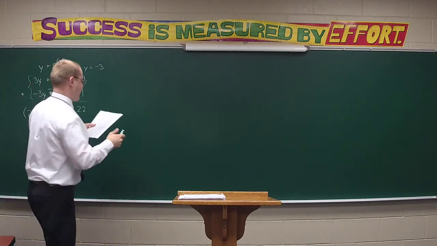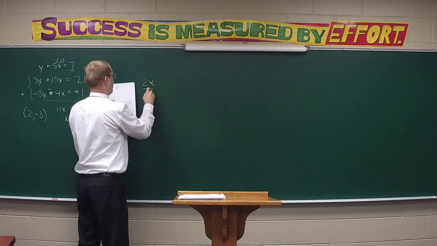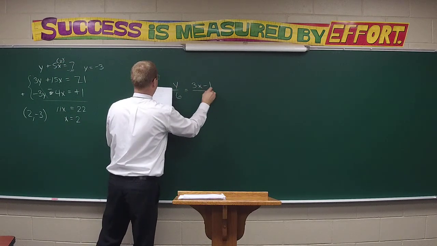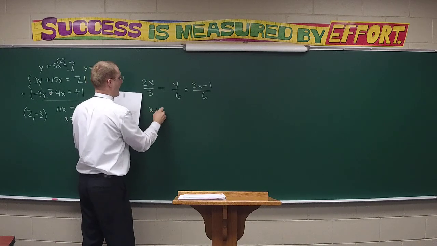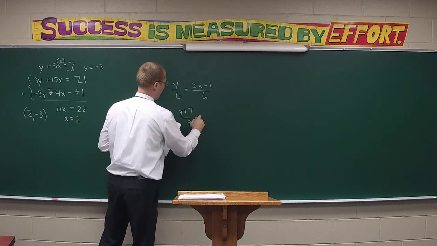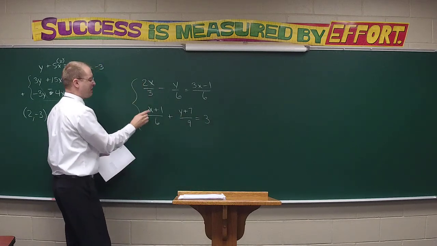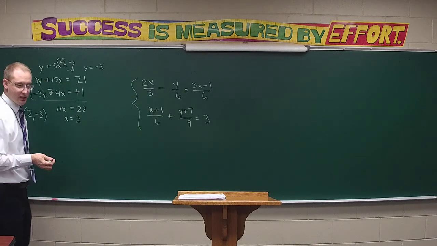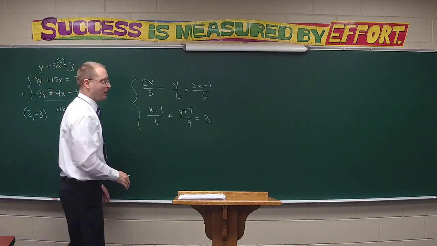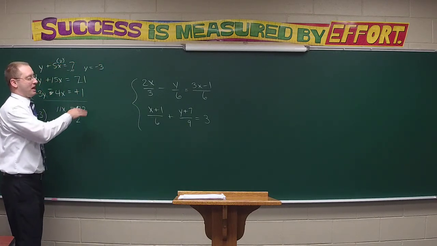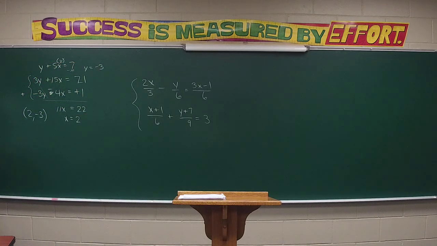Number 2 looks nasty. The 2x thirds minus y sixth equals 3x minus 1/6. And then we had an x plus 1/6 plus a y plus 7/9, all equal to 3. It's just big and ugly and scary, mainly because of the fractions. And Genesis, how do we feel about fractions and equations? We hate them. All right, so we hate them. And so because we hate them, we get rid of them. How do we get rid of them?